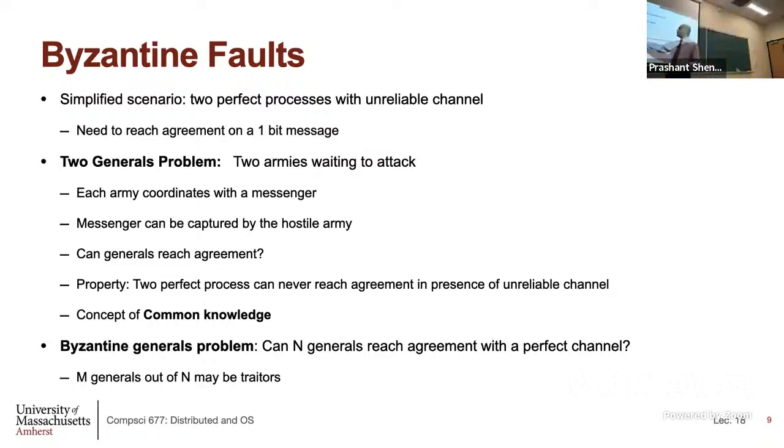is called common knowledge. Common knowledge essentially means that you know something and you know that everyone else knows that same thing, and everybody else also knows the same thing. That means it's now common knowledge, and you cannot reach common knowledge, because every time you try to send a message or send an acknowledgement, there's always a chance that the message does not reach. So you actually never get to a point where you have common knowledge. So this problem we cannot solve.